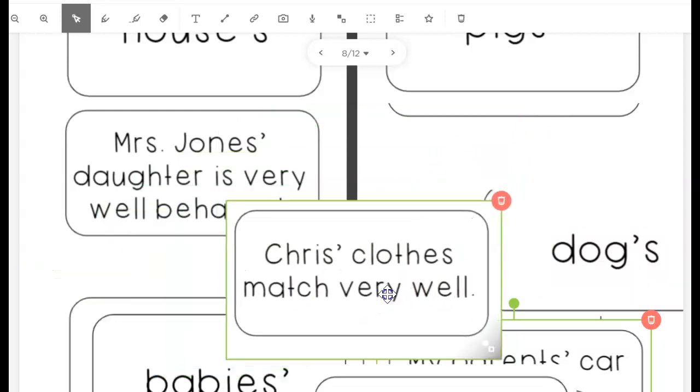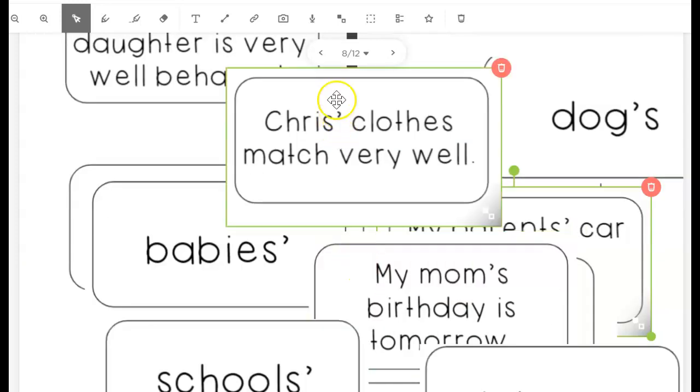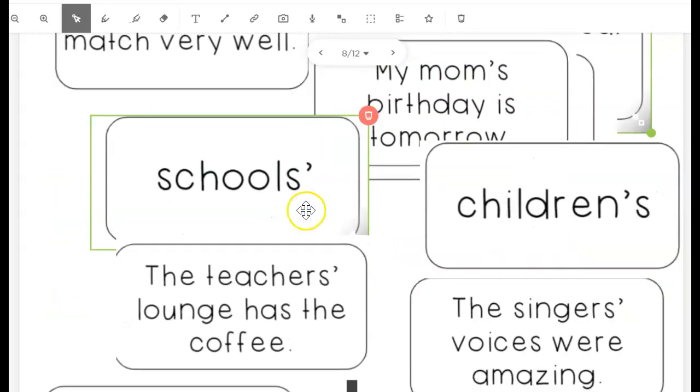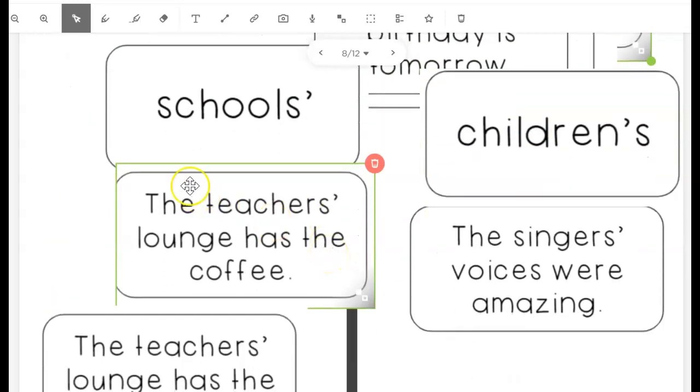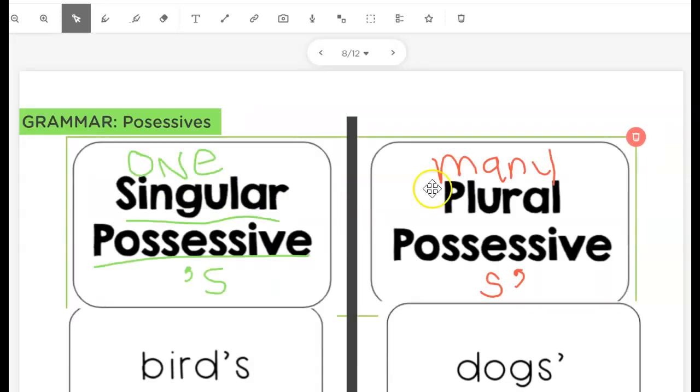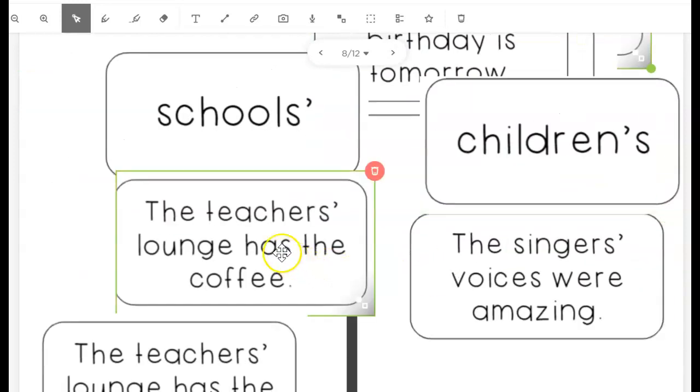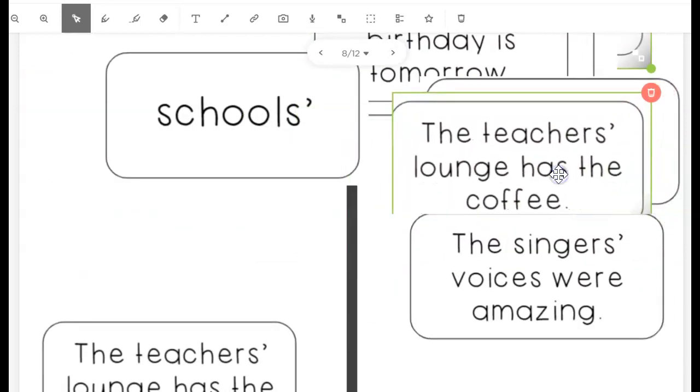Let's look at Chris's. That shows the same thing. It ends in an S, so we just add an apostrophe. Let me try to find one that uses, oh, here we go. The teachers' lounge has the coffee. It's talking about more than one teacher, right? The apostrophe is after the S. That is plural possessive. So that will go on this side.